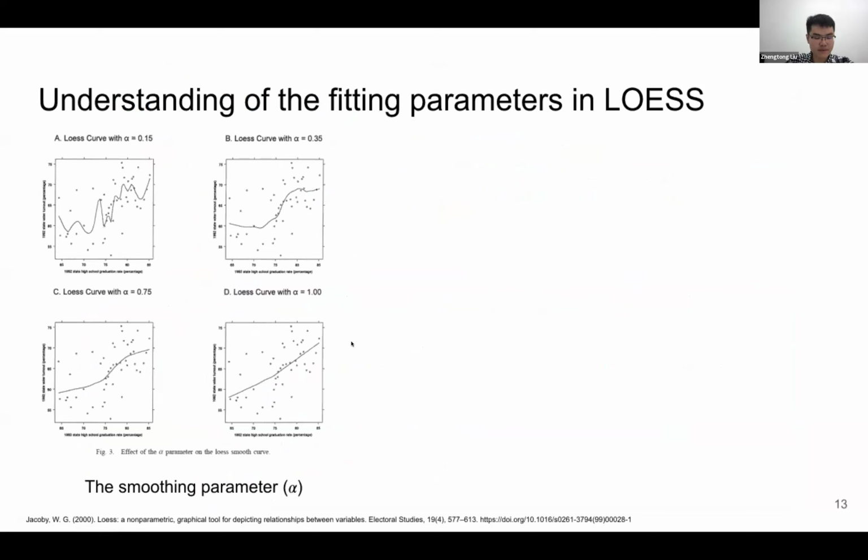The first parameter is alpha, which is between 0 and 1, and it means the width of the sliding window. Basically, if alpha is, for example, 0.5, we will use 50% of points in each regression at each point. So we see that if we use more points, or a larger alpha, the curve will be smoother.